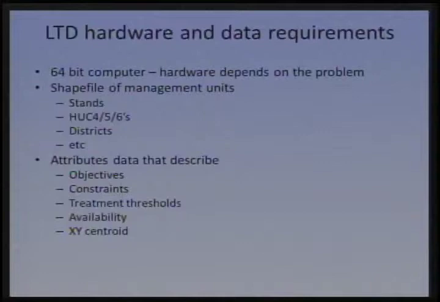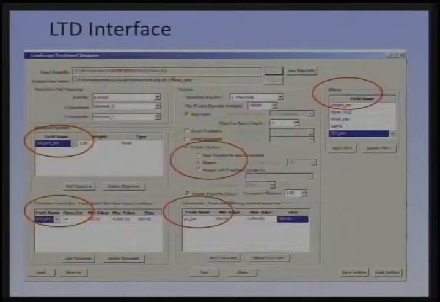As for hardware and data requirements, there is actually a 32-bit version, but the latest is 64-bit. The size of the hardware depends on the size of the problem. We use shapefiles of management units that can be stands, HUC 4, 5, 6, or ranger districts, and attributes that describe objectives, constraints, treatment thresholds, the availability of land for management, and also some information about the spatial location. So this program started out quite simple, but it isn't anymore. So here's the interface. You can download this. You load a shapefile, and then you get a shapefile output.